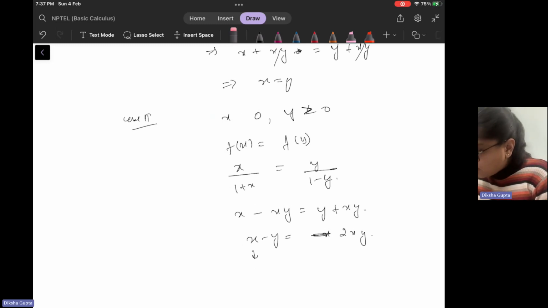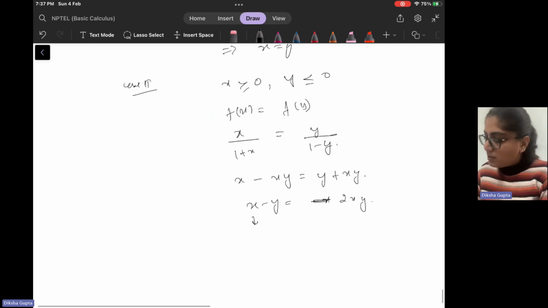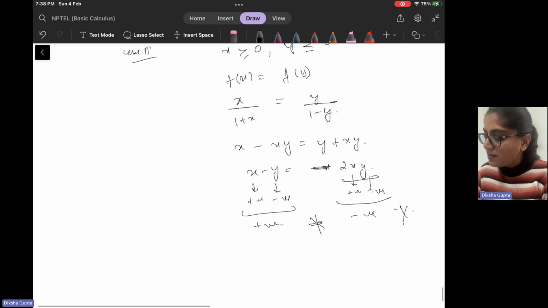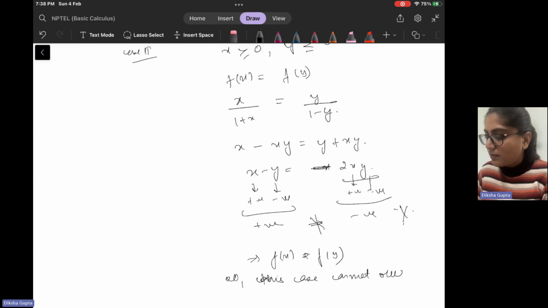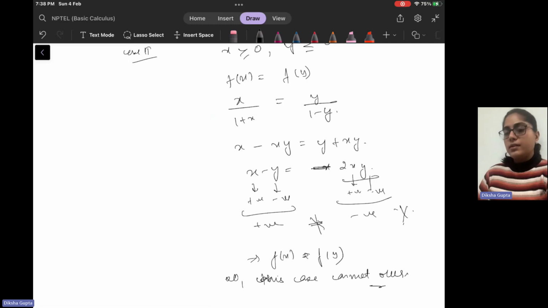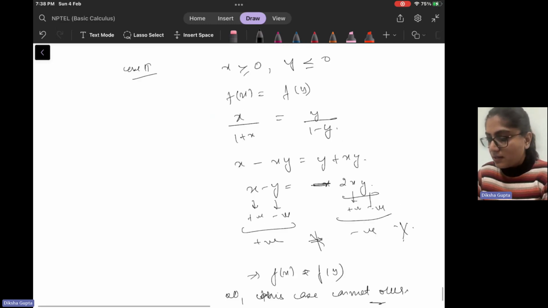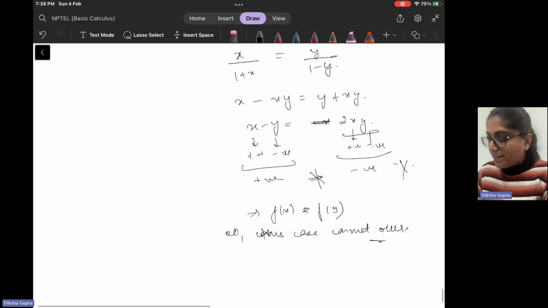So just take x to be positive and y to be negative, because I have taken that value. Then x minus y is positive, but 2xy is negative. This cannot happen. So there is a contradiction, which implies f(x) is not equal to f(y). So this case cannot occur. That f(x) and f(y) already take different values, because x is not equal to y here.